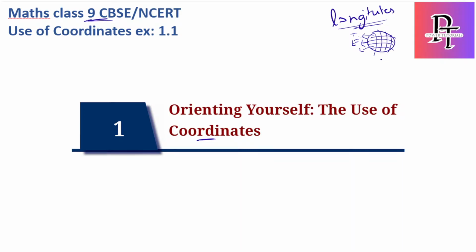Why do we need coordinates? Currently we are talking about 2D geometry here. We also have 3D and so on, and we also studied 1D in our previous classes. So what is 1D? 1D is one dimensional. The word D stands for dimensional.